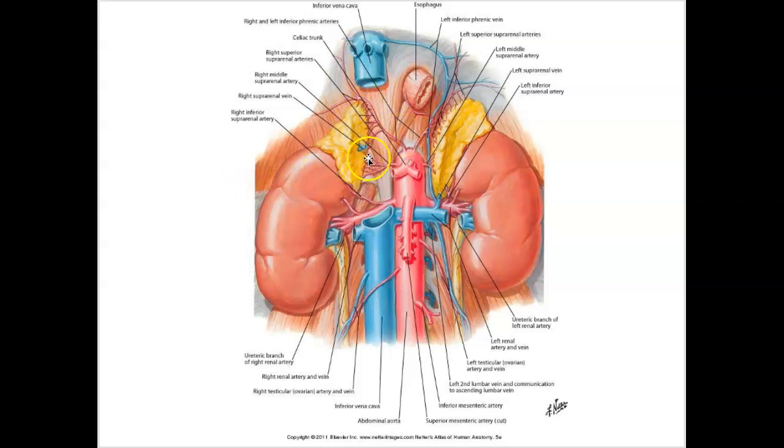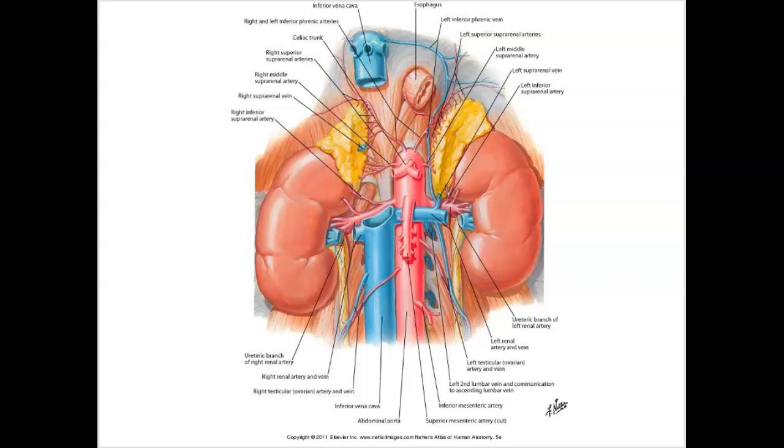The venous return: you can see here the middle suprarenal vein, the superior suprarenal vein, and here's the inferior suprarenal vein coming down. Same names, inferior, middle, and superior suprarenal veins, flow right into the vena cava, which has been cut here so we can see the right side of the adrenal gland.